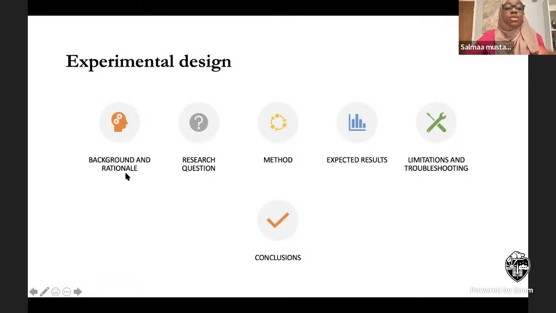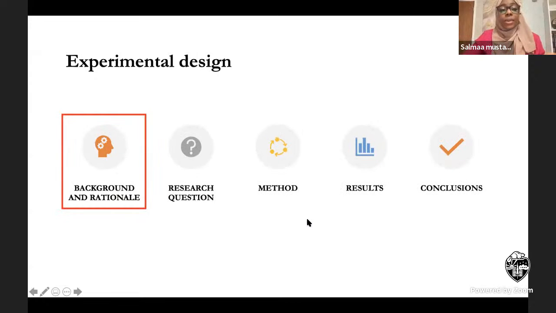So the very first step is going through the background, your literature search, and asking what's out there in the literature about my methods. And then what question do I want to answer? What methods can I use to answer it? What are the results that are expected? And of course, for every experiment, you're going to have limitations and lots of troubleshooting, and that's okay. And then you get your results and conclusions, okay?